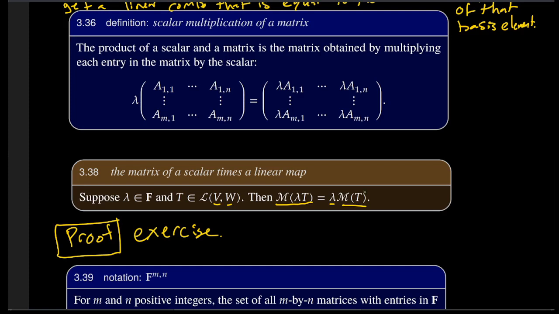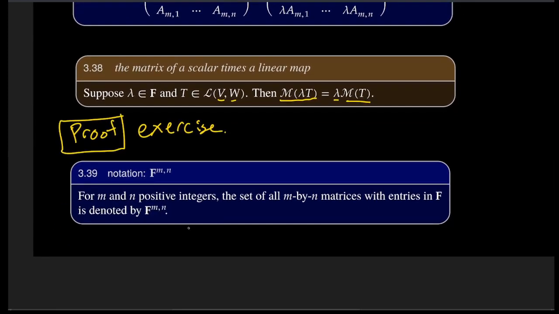The matrix of T tells you the coefficients you need in a linear combination of the basis for W to equal T of v_k, for v_k a basis element of V. And so if you scale that linear combination by lambda, you will get a linear combination that gives you lambda T of v_k. So it's just straight up pulling out a scalar, nothing too crazy at all. For some notation, we'll write F^(m,n) to denote the set of all m by n matrices with entries in F.